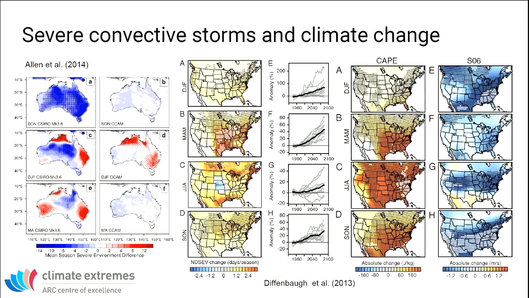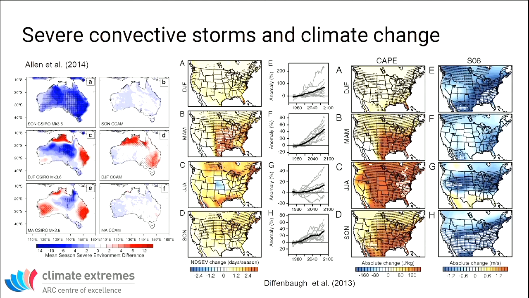John Allen did some of this work in Australia early on. He was looking at two climate models and looking at how the frequency of environments that are favorable to severe convective storms would change in the future. And he found that there did seem to be a robust increase in the frequency of these environments in the future along the east coast of Australia. And this mainly seems to be associated with an increase in CAPE.